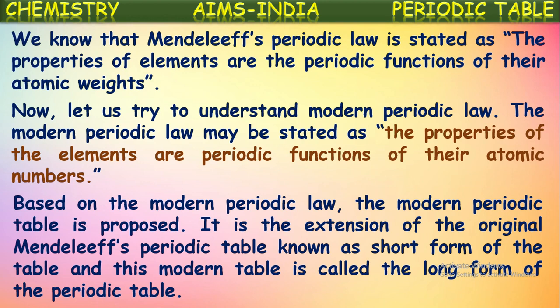Because Mendeleev's periodic table contains only 8 columns, of course with the 2 subgroups each again. But when the atomic number is taken as a basis for classification, then the modern periodic table, which is constructed based upon the modern periodic law, contains totally 32 columns, or 18 columns we say generally. That's why it is called long form of the periodic table, and Mendeleev's periodic table is called short form of periodic table. Okay?